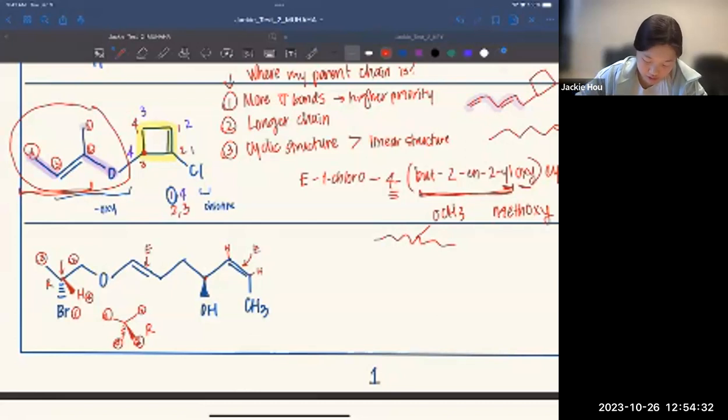We also have a stereo center over here. My OH is priority 1. This alkene is priority 2. Remember, because this alkene is essentially carbon-carbon-hydrogen versus this one is carbon-hydrogen-hydrogen. So this is carbon-hydrogen-hydrogen. This is carbon-carbon-hydrogen because of that double bond. So that's why this one has higher priority. This guy. And then we also have a hydrogen over here, which is our lowest priority, which is perfect because we don't have to redraw or anything. 1, 2, 3. And this is going to be S. Okay.